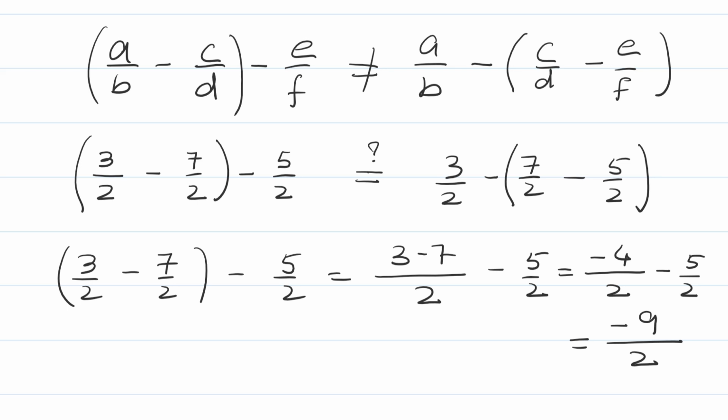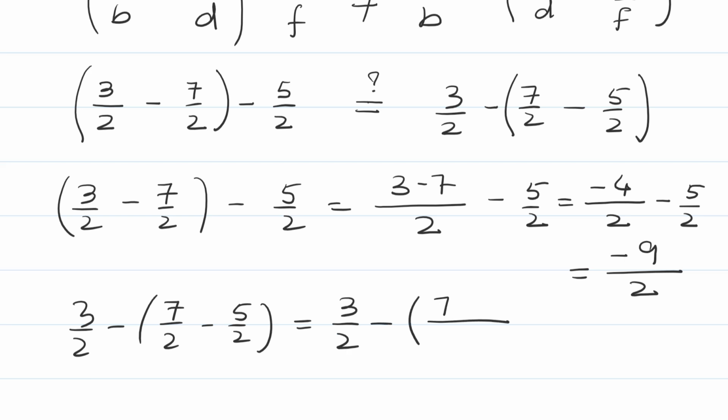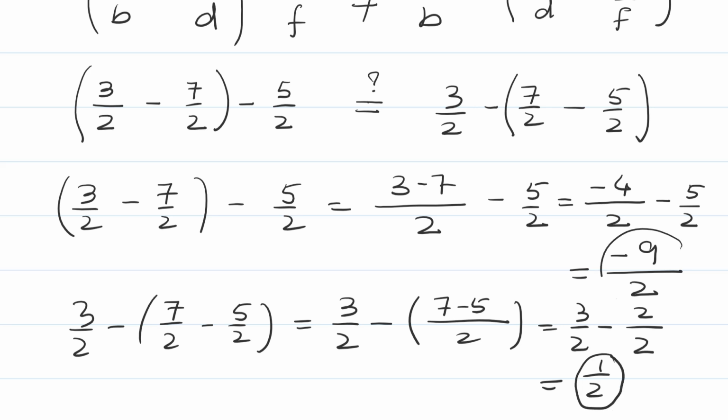Now we will compare with the RHS. 3 by 2 minus, 7 by 2 minus 5 by 2. 7 by 2 minus 5 by 2 is 7 minus 5 by 2, that is 2 by 2. 3 minus 2 is 1 by 2. So the RHS is 1 by 2, a positive number. The LHS is a negative number. They are not equal.